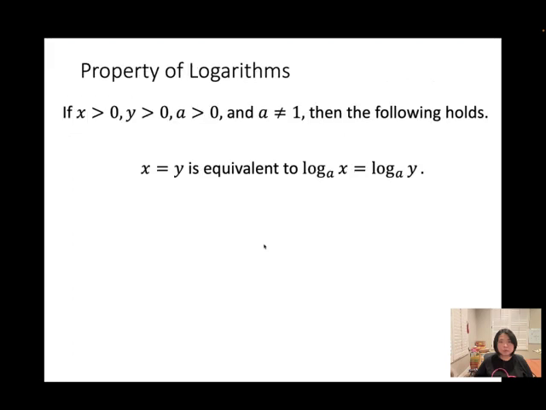Property of log. If x is strictly greater than 0, y is strictly greater than 0, and a is also strictly greater than 0 and a is not equal to 1, then the following holds. When x is equal to y, this is equivalent to log with base a of x equal to log with base a of y. When x equals y, you can take the log of both sides with the same base.